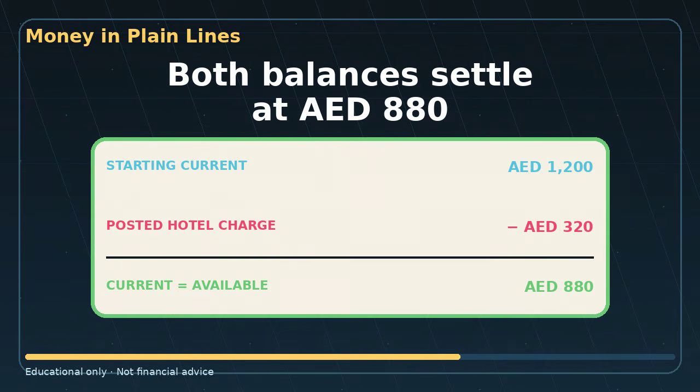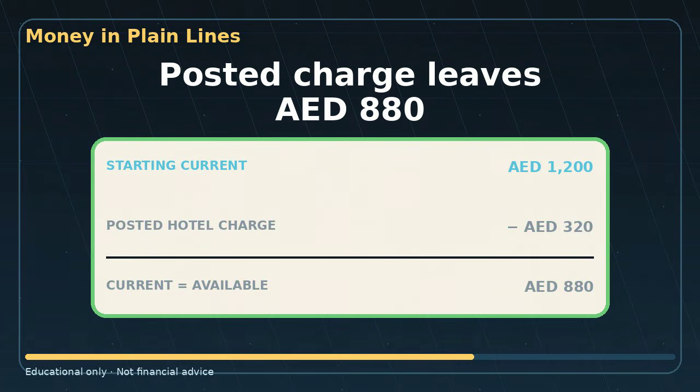The visual settlement splits the temporary amount into AED 320 that posts and AED 30 that releases, preserving every dirham in the reconciliation without counting the hold and the posted charge as two separate purchases. During the pending stage, uncertainty is limited but real.